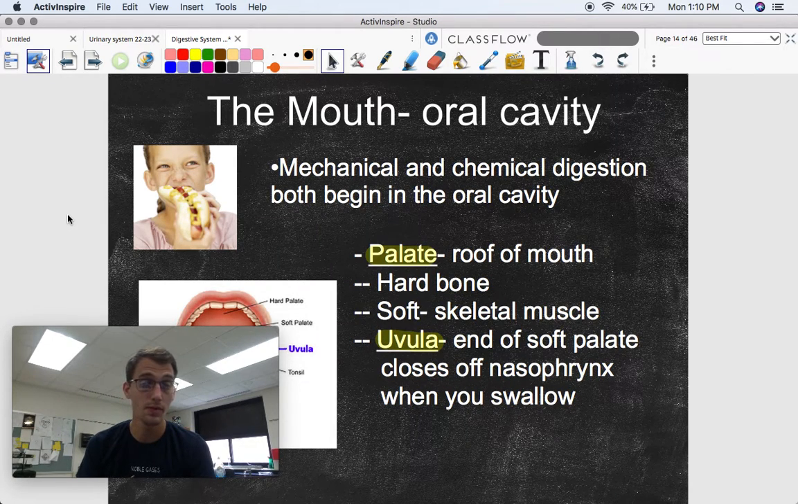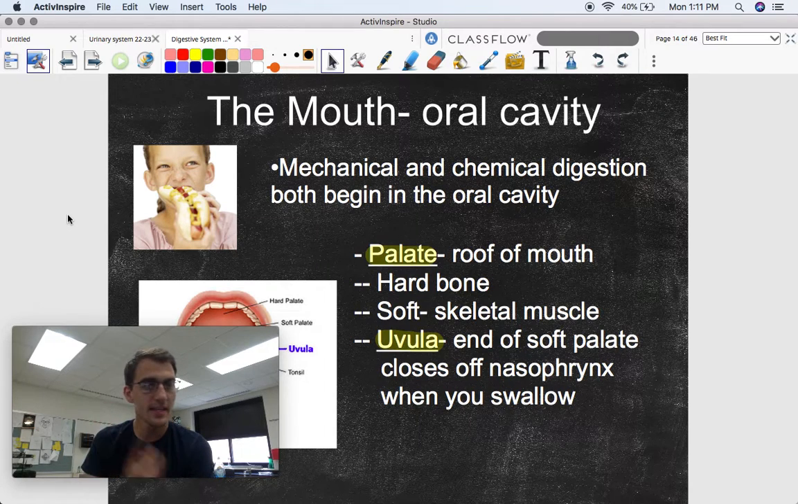But the hard palate is bone. It's actually made of what's called the palatine bone, which we may or may not have studied in our skeletal system. We might have identified that as one of our skull bones. But anyway, the soft palate is made of skeletal muscle, and that skeletal muscle is responsible for swallowing or deglutition, as we talked about in the last video, forcing what becomes of your food into your esophagus and past your epiglottis so that it can go through the rest of the GI tract.